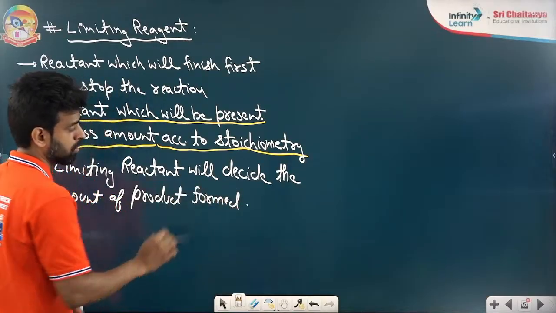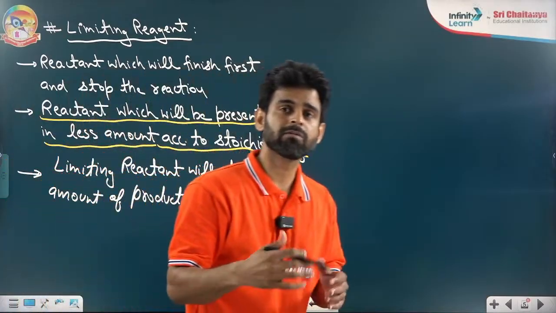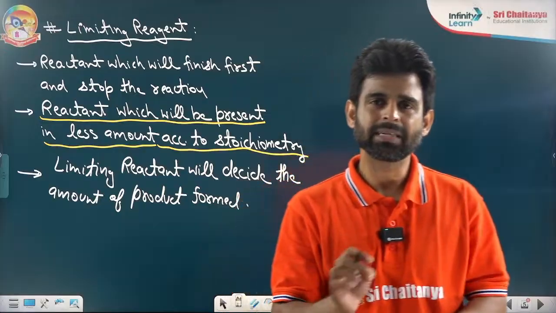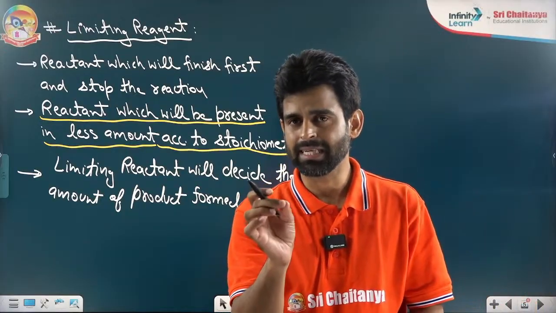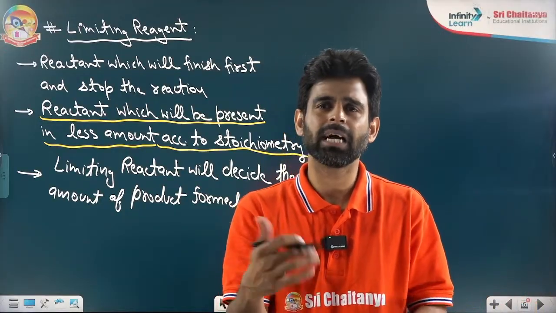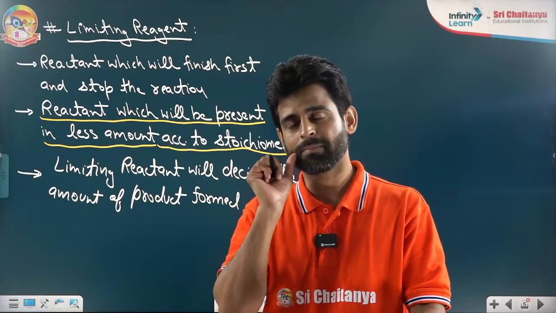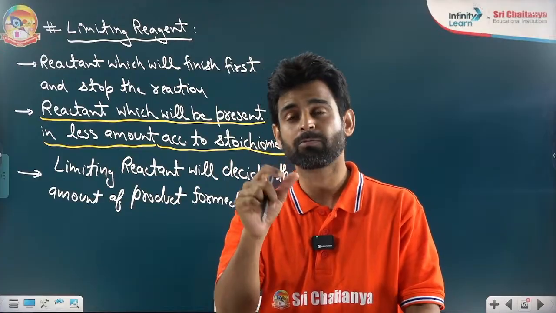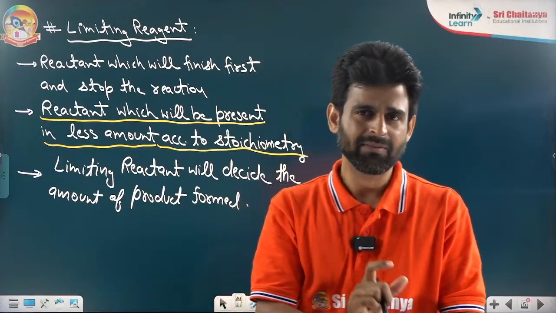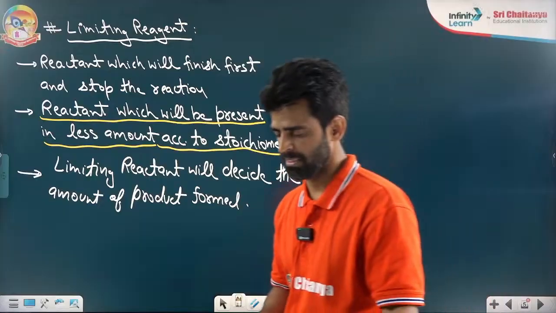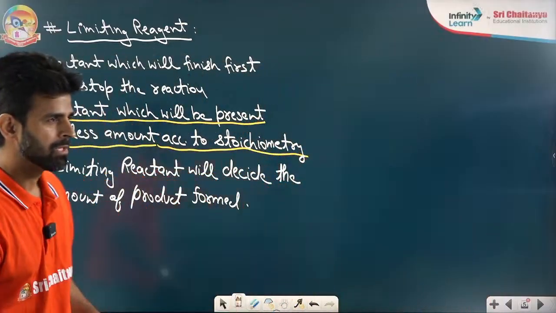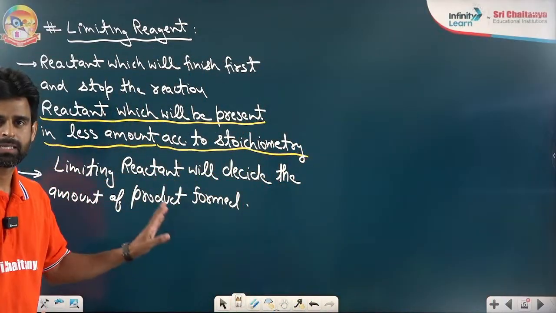Okay? So who will decide how much product will form, beta? The limiting reactant. Excess reactant is that reactant which is present in large amount according to stoichiometry. So who will decide the amount of product? The limiting reactant. Okay? We'll discuss it step by step, don't worry. So be clear about these 2-3 points.